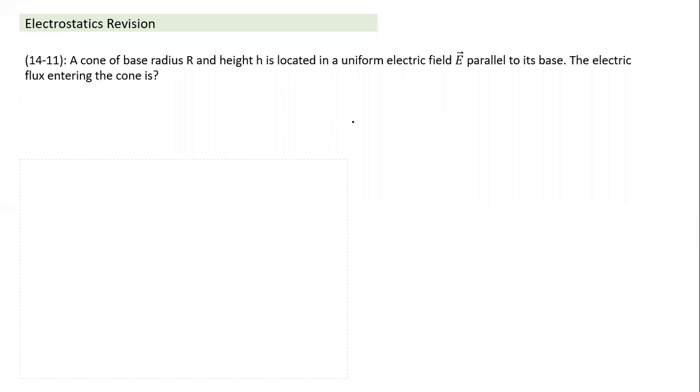Next question. A cone of radius r and height h is located in a uniform electric field parallel to its axis. What is the electric flux entering the cone? So how do we solve such a question? It's a uniform field. If the cone is placed, you visualize. This is a kind of cone which is placed, and it's a right circular cone.